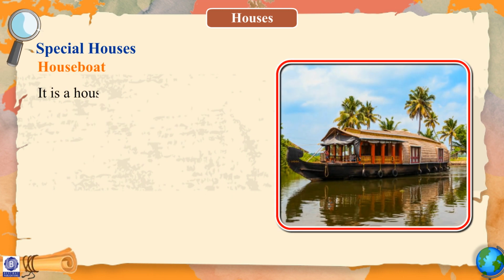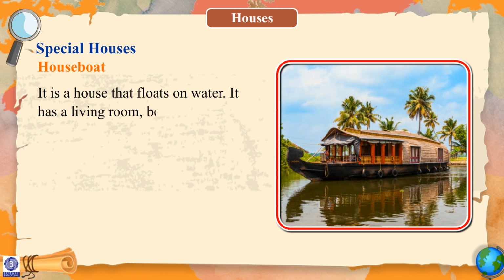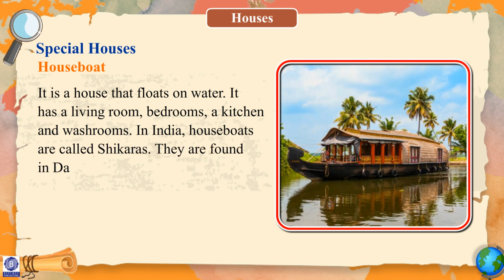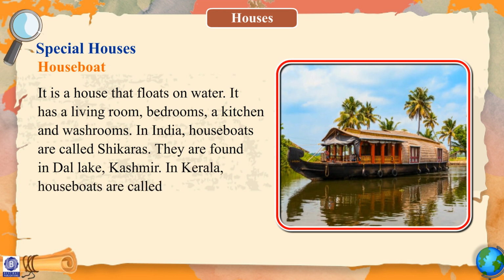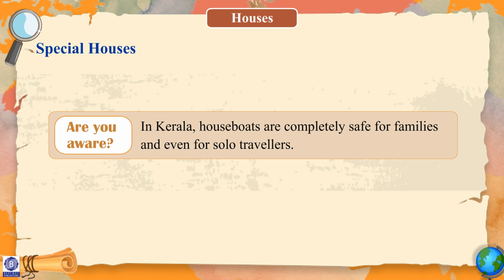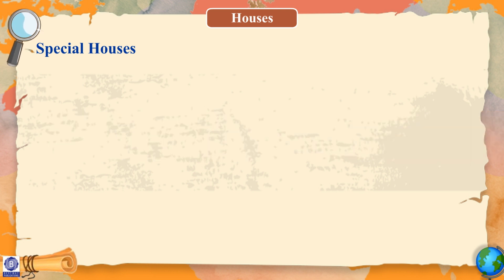Houseboats. It is a house that floats on water. It has a living room, bedrooms, a kitchen and washrooms. In India, houseboats are called shikaras. They are found in Dal Lake, Kashmir. In Kerala, houseboats are called ketuvalums. Are you aware? In Kerala, houseboats are completely safe for families and even for solo travelers.